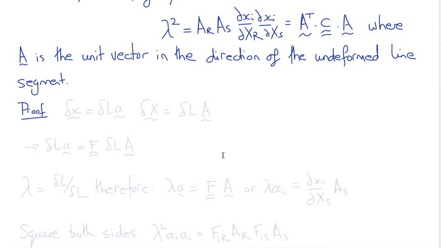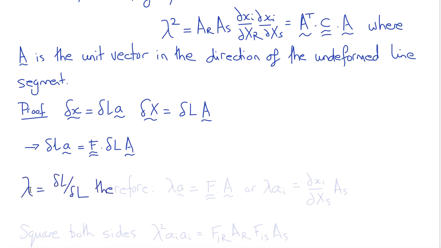Okay, so to prove this, let's first define Δx in the deformed state, which would therefore be Δl, the magnitude of that element, times a, the unit vector, and then ΔX to be ΔL times capital A. Little a and capital A could be different because the segment could have rotated. So that would then say that Δl a must equal F times ΔL A, because that's the definition of the deformation gradient tensor.